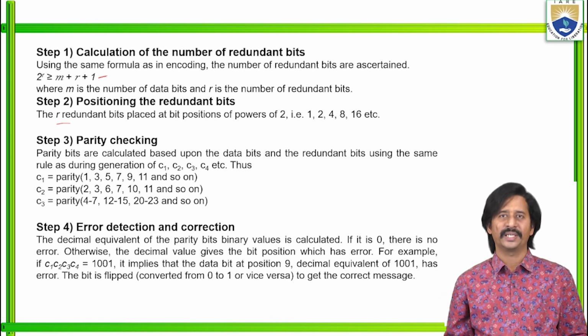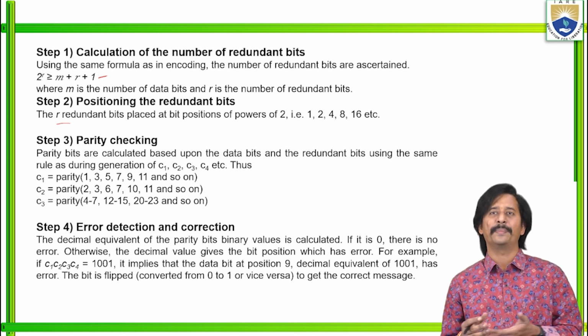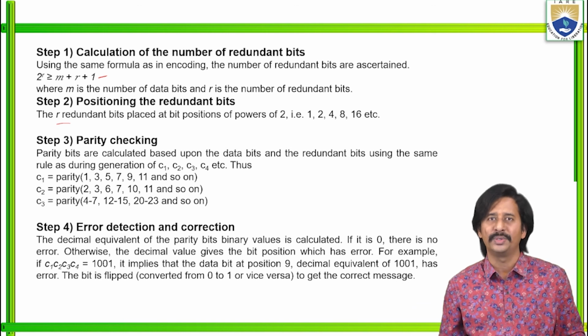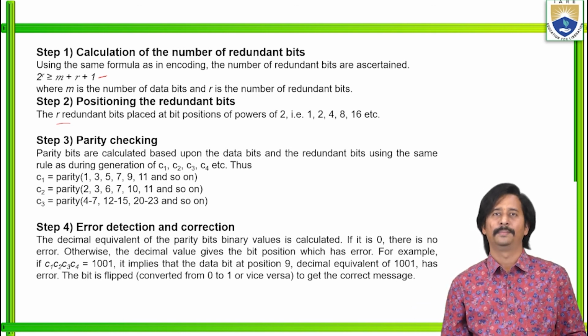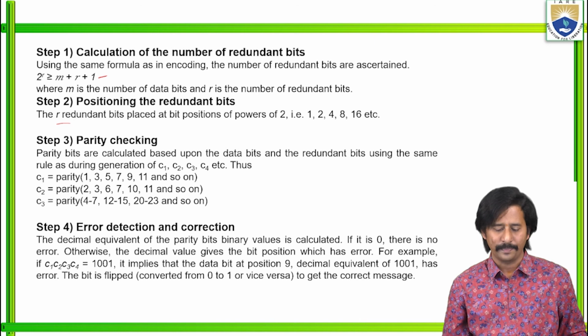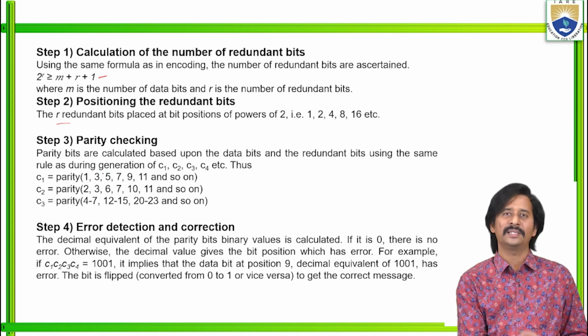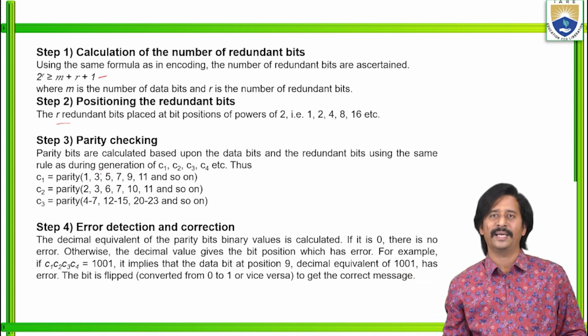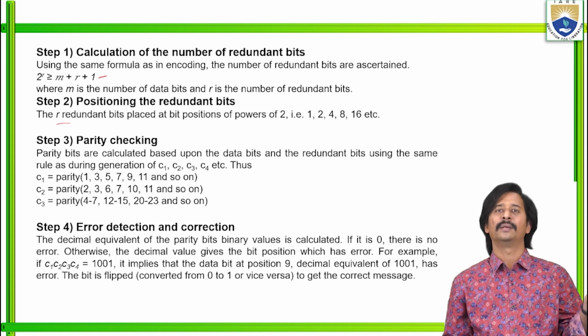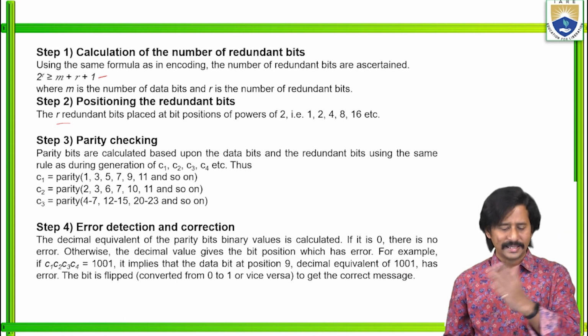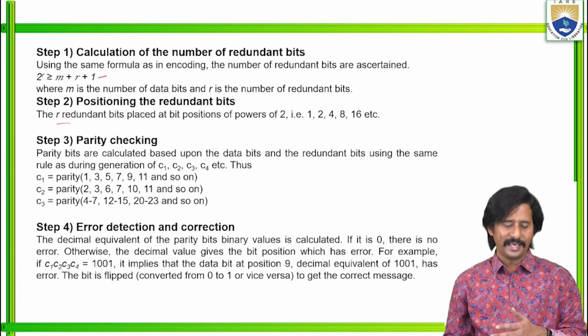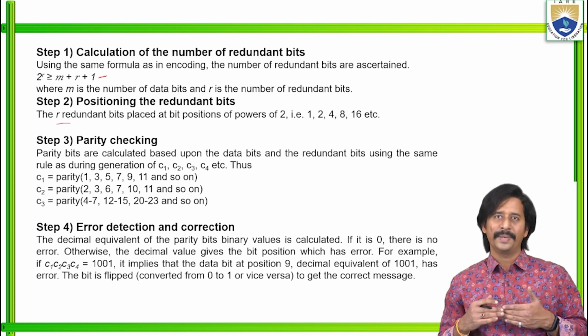Third step, parity checking. We know parity bits are calculated based upon the data bits and the redundant bits using the same rule, like C1, C2, C3 and so forth. Thus, C1, the parity means first position 1, 3, 5, 7, 9 and so on. Second means even 2, 3, 6, 7, 10. C3 means parity bit. So, these are the basic 3 steps.